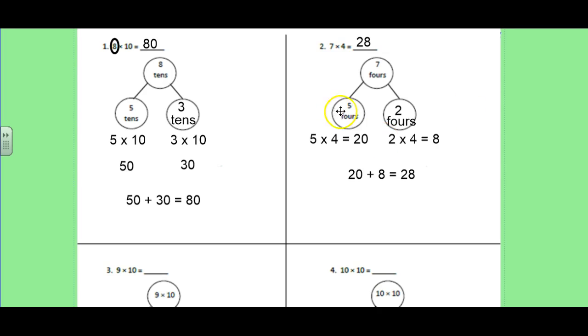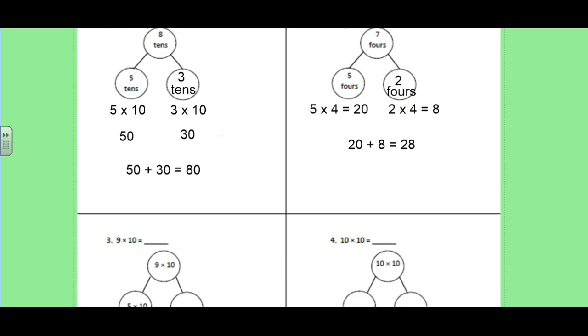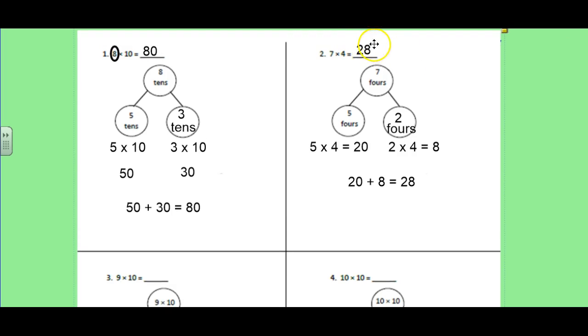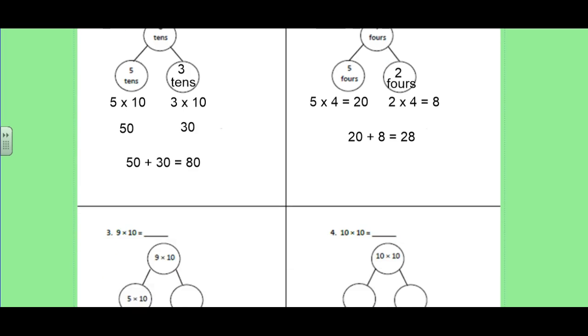Okay, so we know that 5 fours is the same thing as 5 times 4, and we know that 5 times 4 is equal to 20. We know that 2 fours is the same thing as 2 times 4, and we know that 2 times 4 is equal to 8. So when we add 20 and 8 together, we get 28. So up here beside 7 times 4, you should have wrote the number 28.